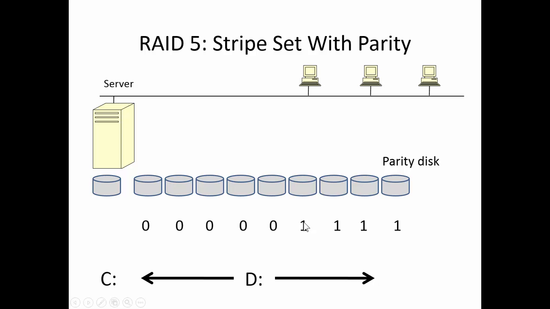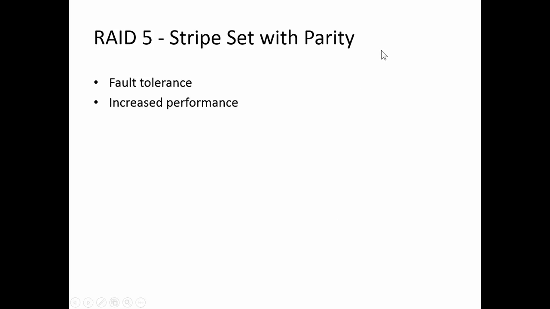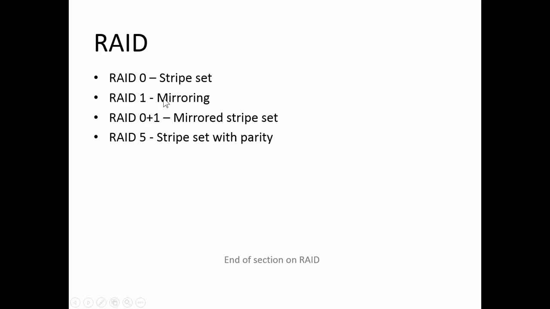So, RAID level 5 is a striped set with parity. It provides not only increased performance, but fault tolerance as well. RAID level 5 gives us fault tolerance and increased performance, but it can be a little bit complicated to understand. In summary, RAID level 0 is a striped set.